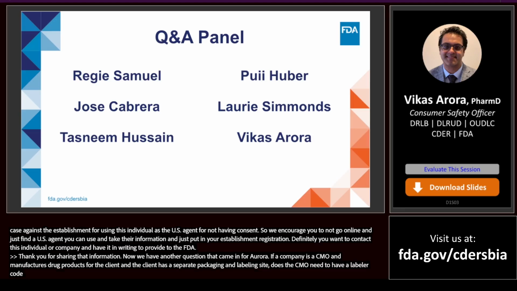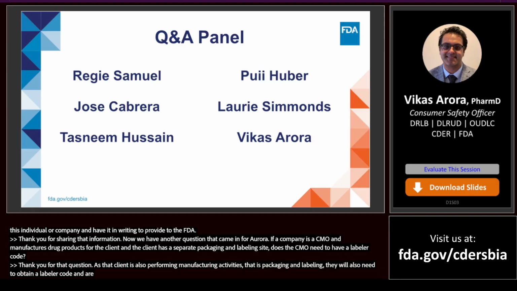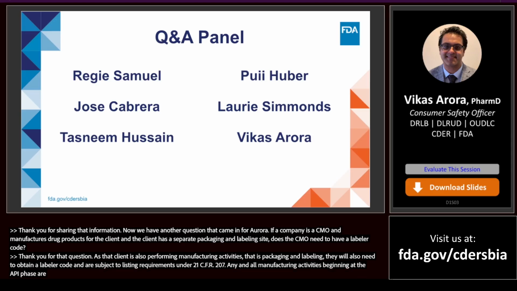Thank you for that question. As a client is also performing manufacturing activities, that is packaging and labeling, they will also need to obtain a labeler code and are subject to listing requirements under 21 CFR 207. Any and all manufacturing activities beginning at the API phase up until the finished dosage form phase are subject to registration and listing requirements.